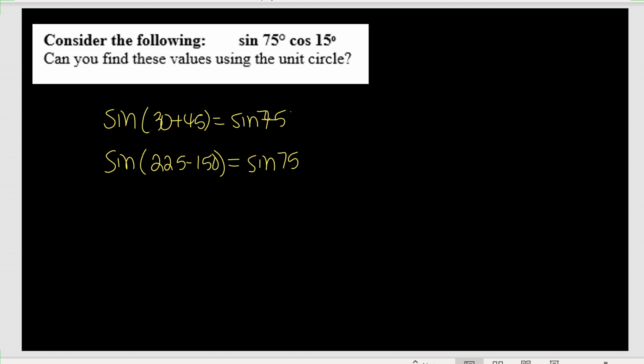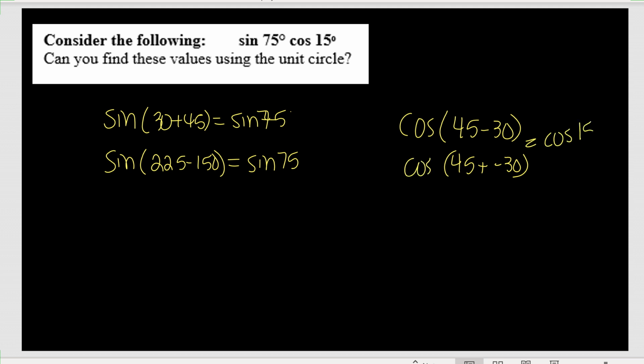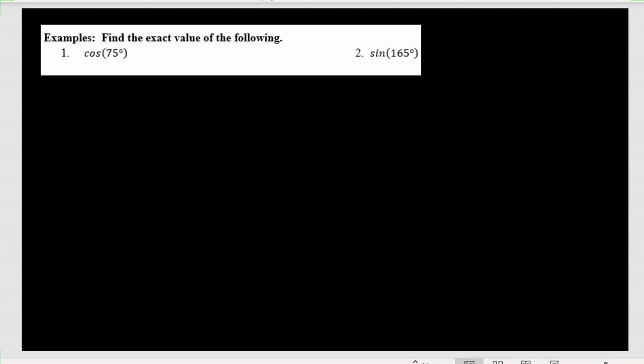If we needed to get 15 degrees, because it's less than 30, our first value up from 0, in that case we would have to subtract 45 minus 30, or you could write that as 45 plus a negative 30 to get you to equaling cosine of 15 degrees. So we are going to use our sum and difference formulas, and I'll write those as we go through so we can practice some of these examples.